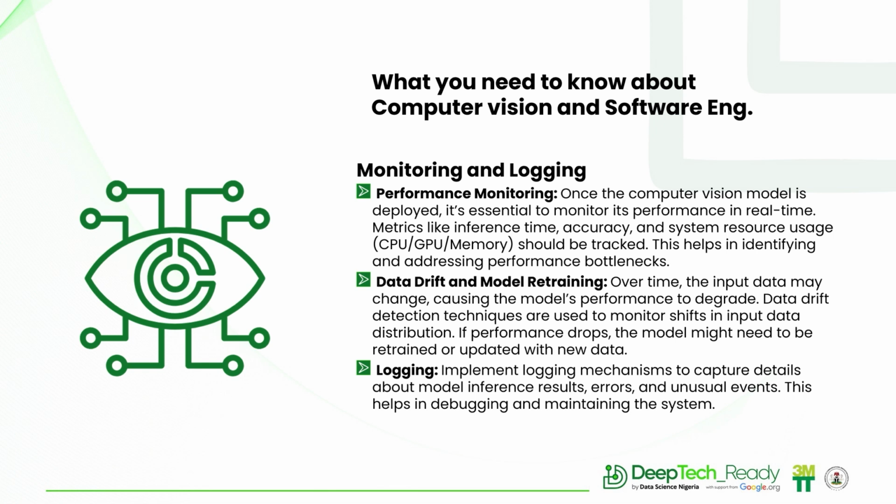Another thing with respect to monitoring and logging is data drift and model retraining. Over time, input data may change, causing the model's performance to degrade. Data drift detection techniques are used to monitor shifts in input data distribution. If performance drops, the model might need to be retrained or updated with new data. So these things are very, very important, which is the essence of monitoring and logging. We also have logging, that is implementing logging mechanisms to capture details about model inference results, errors, and unusual events. This helps in debugging and maintaining the system.